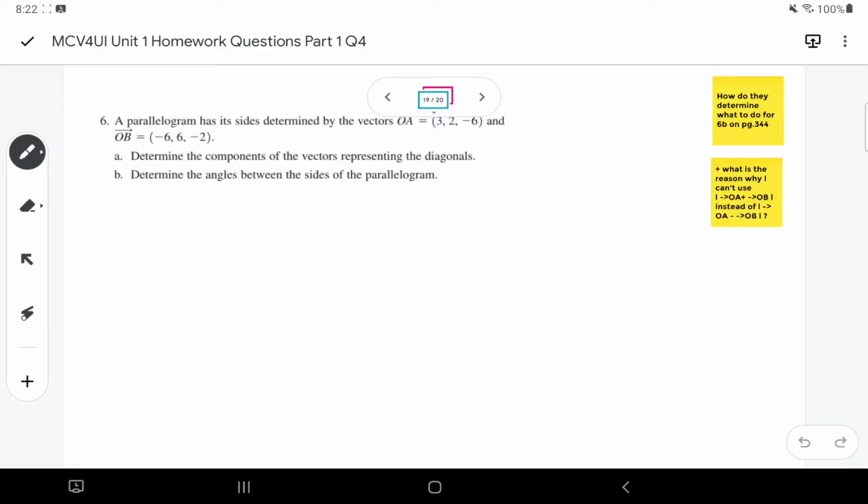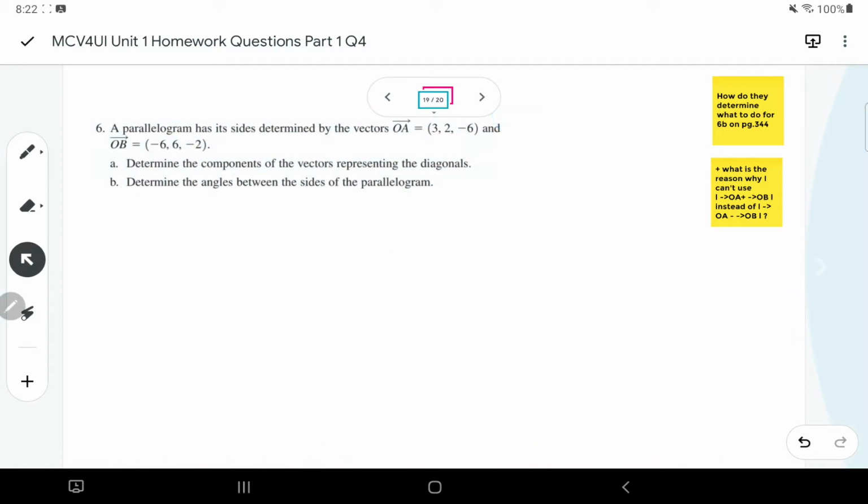There are just a couple of questions here on the Jamboard that I will do the solutions to before your test tomorrow. So I'm just going to go over page 344, number 6. This one says, a parallelogram has its sides determined by the vectors OA and OB.